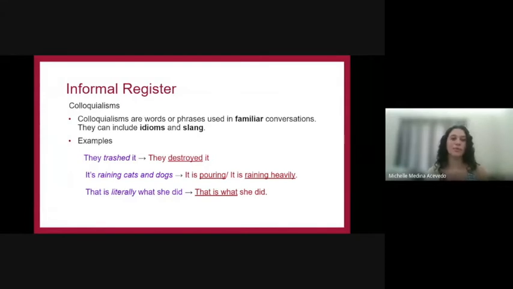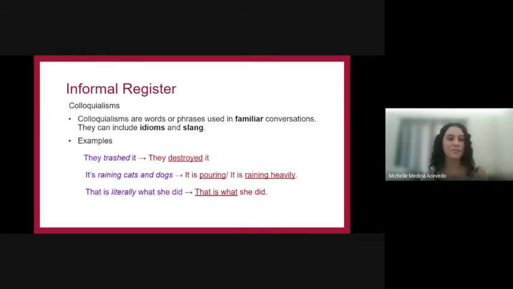The second example, it's raining cats and dogs. So that's an idiom, que sería un refrán en español. En español, este sería como se está cayendo el cielo. So instead of saying the idiom, we would say what it means. So in English, it's raining cats and dogs would mean it is pouring or it is raining heavily. So idioms are very, very casual. They are very informal. So in academic writing, if you can avoid them, do it.